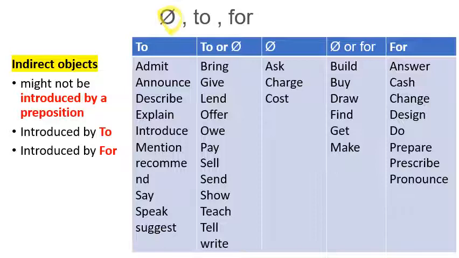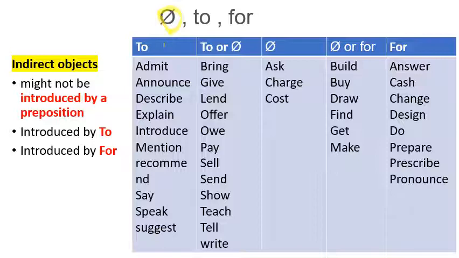This column is very useful. In the to column, this is the same column which is in your book. We have the verbs admit, announce, describe, whatever. The ones that are either preceded by to or not preceded at all are here, and we have 0. We only have three ones: ask, charge, and cost. They are not preceded at all. Or we have the ones that are preceded by for or not preceded by any preposition. And finally, we have the ones that are preceded by for.